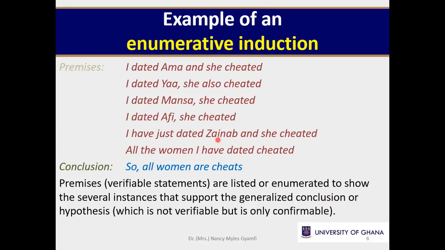Okay, so on the screen now, a typical example of an enumerative induction. Why is it an induction? Look at all these premises. I dated Amma, I dated Ya, she also cheated. I dated Mansa, she cheated. My special student, the reason why I'm reading through it, I dated Afi, she cheated. I have just dated Zainab and she cheated. All the women I have dated cheated.